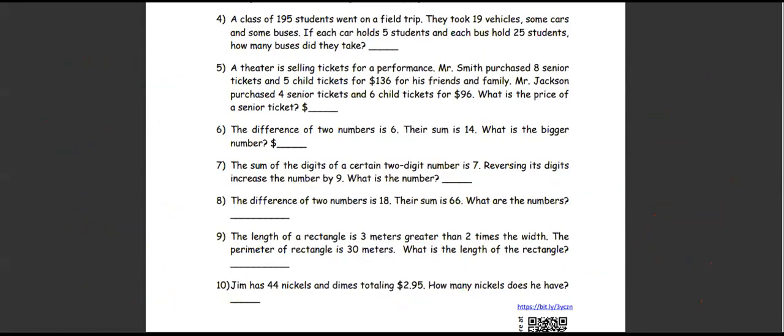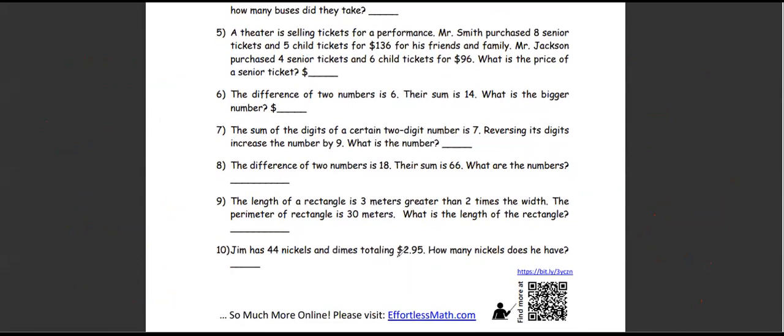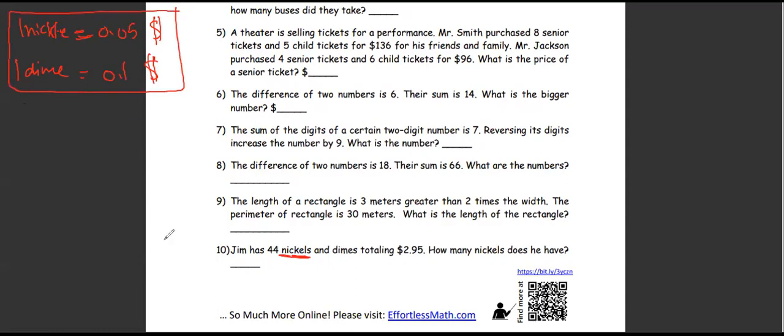So our last question says, Jim has 44 nickels. Oh, this question actually belongs to the United States. So if you are not from the US, like me, you must know what a nickel is. So one nickel corresponds to $0.05, and one dime corresponds to $0.1. This is actually going to help us to solve this question.